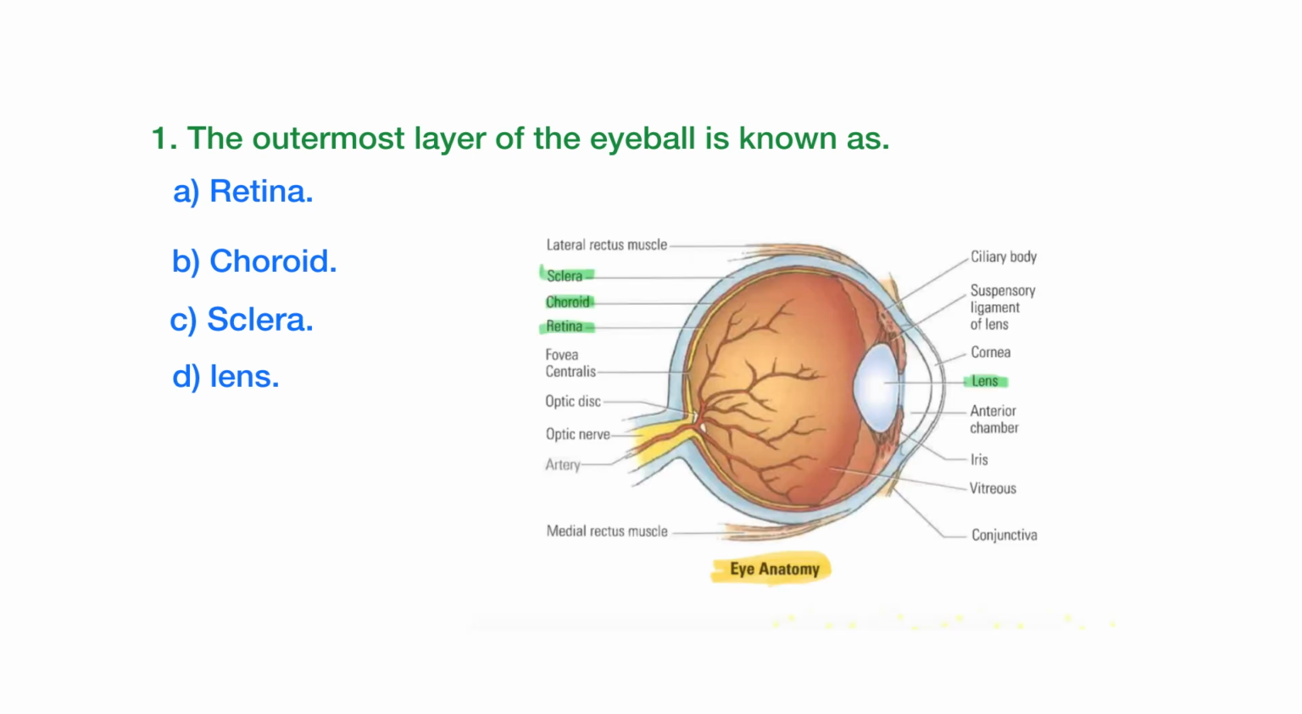Here is the anatomy of the eye from the 60000 series. Option A, retina, is the innermost layer of the eye, responsible for converting light into neural signals. The choroid, B, is the middle layer, rich in blood vessels, supplying oxygen and nutrients to the eye. The sclera, C, is the tough, white outermost layer that protects the eyeball and maintains its shape. The lens, D, is a transparent structure that focuses light onto the retina. The correct answer is C, sclera.